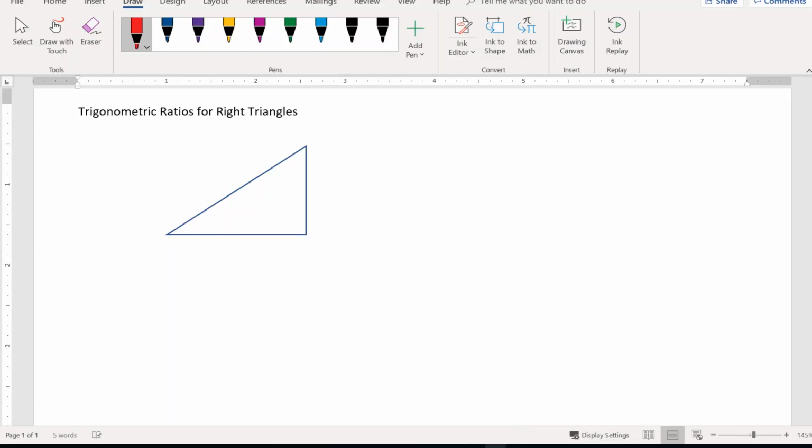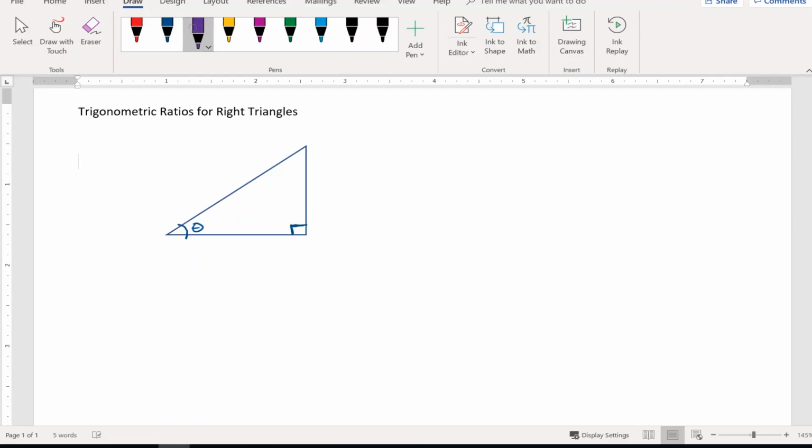For any right angle triangle, there are trig ratios that help relate the angle to the sides. So for example, if this is our angle, I'm going to call this angle theta, and this is a 90-degree triangle. So a little square here to signify that this angle here is 90 degrees.